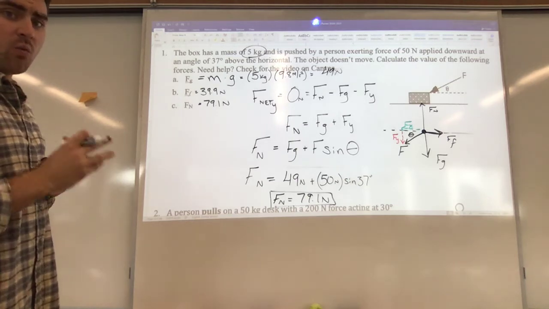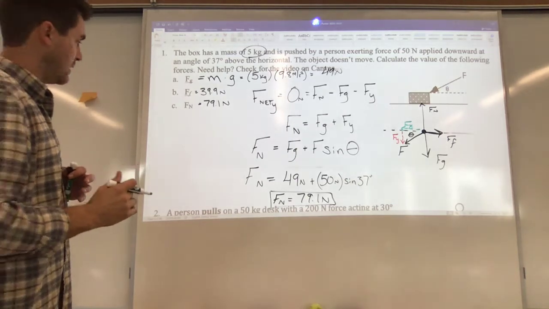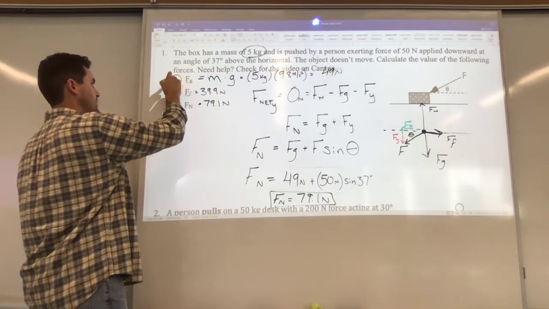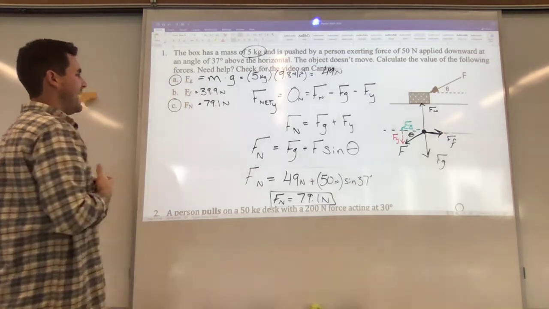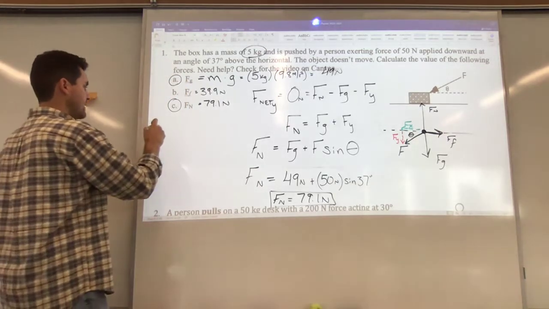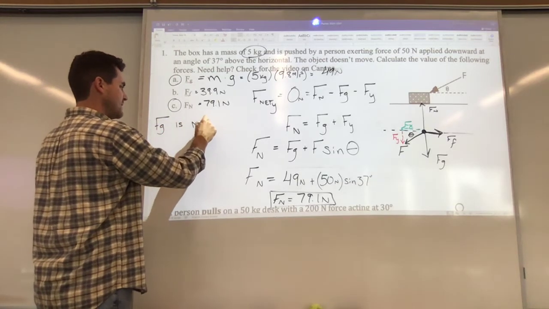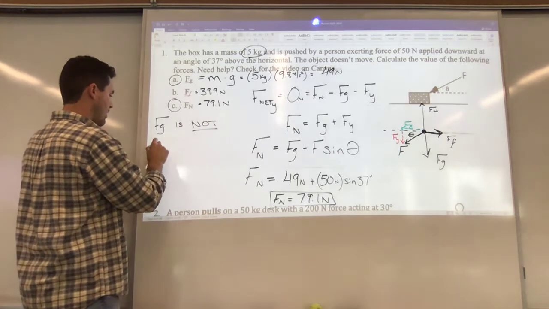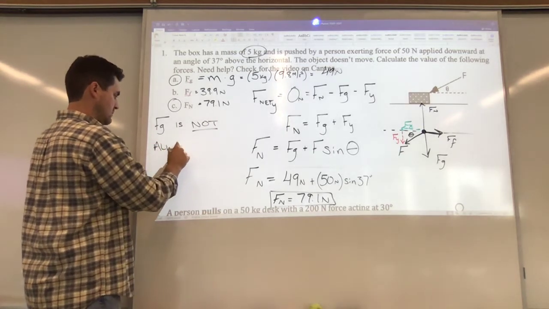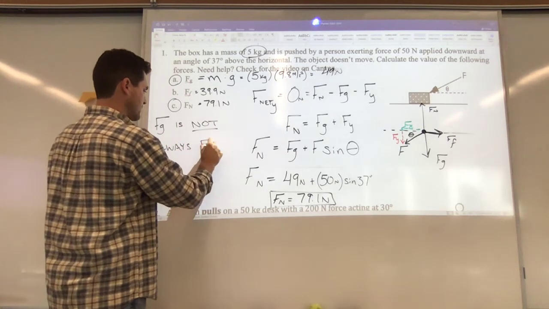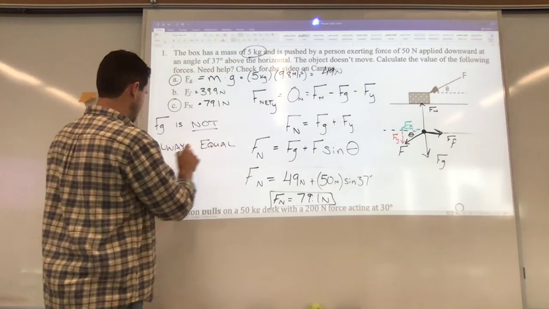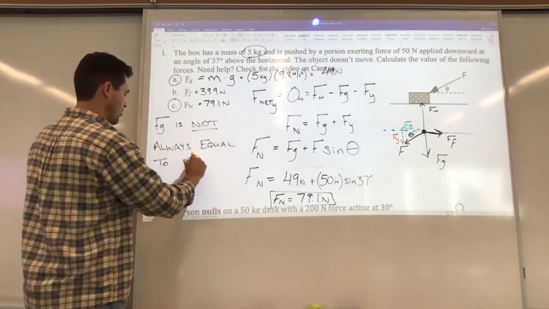I want to point out one last thing. One big thing that we see here when we compare A and C is that the force of gravity is not always equal to the normal force.